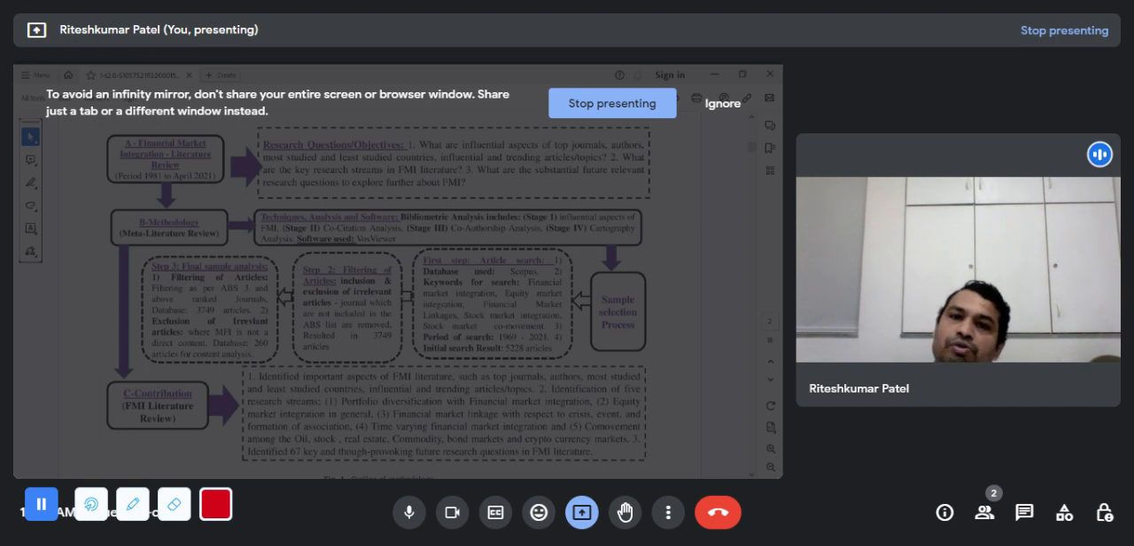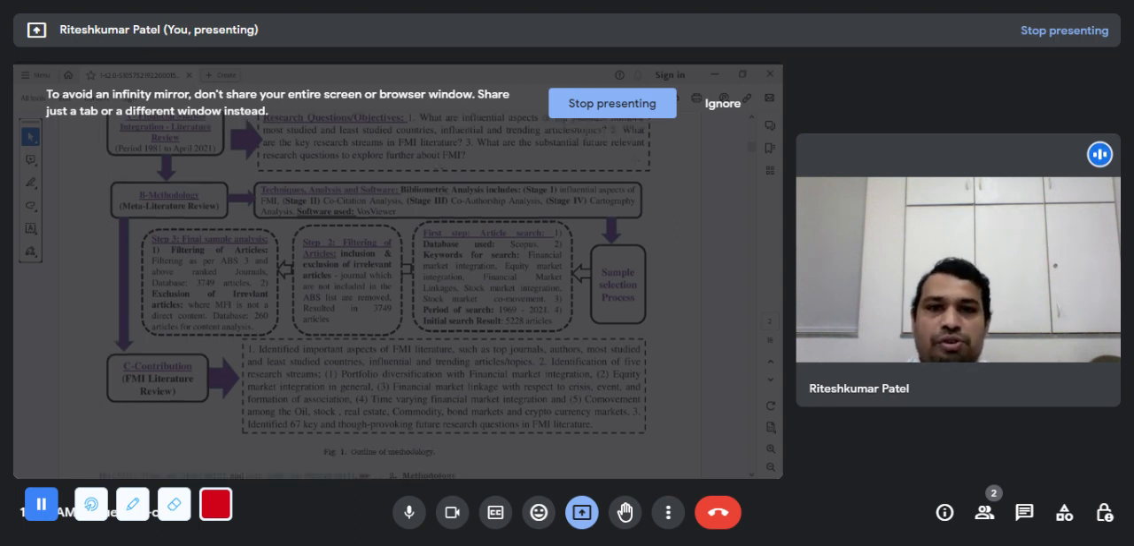There are research questions and objectives, that is, what are the influential aspects of top journals, authors, most studied and least studied countries, and influential and trending articles and topics. First research question we are exploring this. The second research question is identifying the key streams in the financial market integration literature. And the third is the relevant research question to explore further about the FMI.